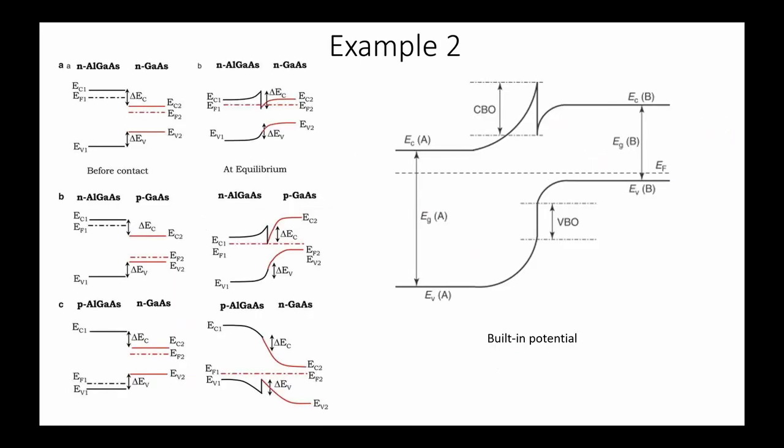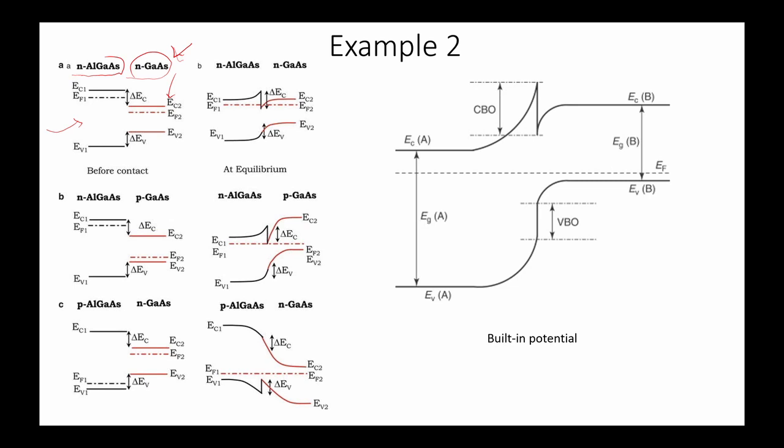Now I will show you a real-life example of heterojunctions, the devices which we use daily. This is N-type aluminum gallium arsenide. This is N-type gallium arsenide. Gallium arsenide will have the lower band gap. This is the gallium arsenide, this is the aluminum gallium arsenide. Both are N-type.